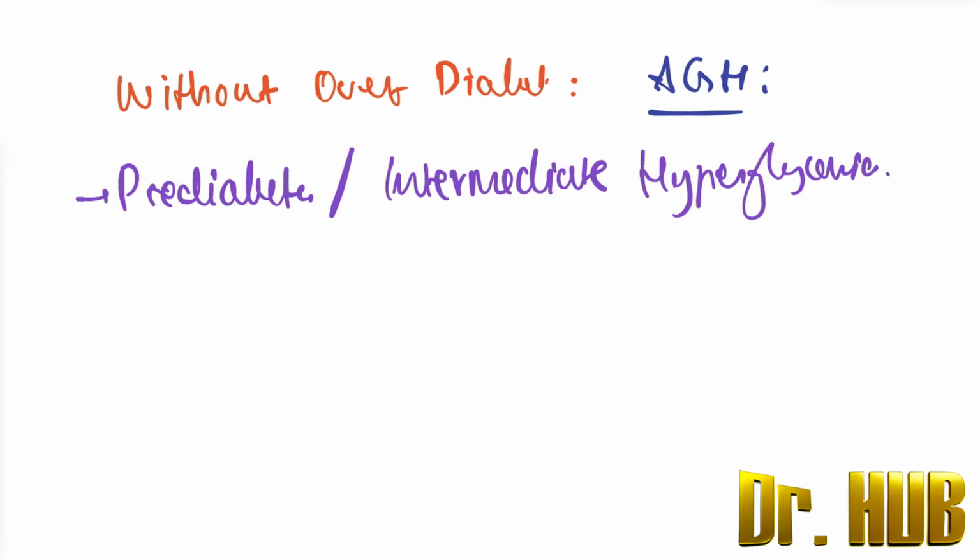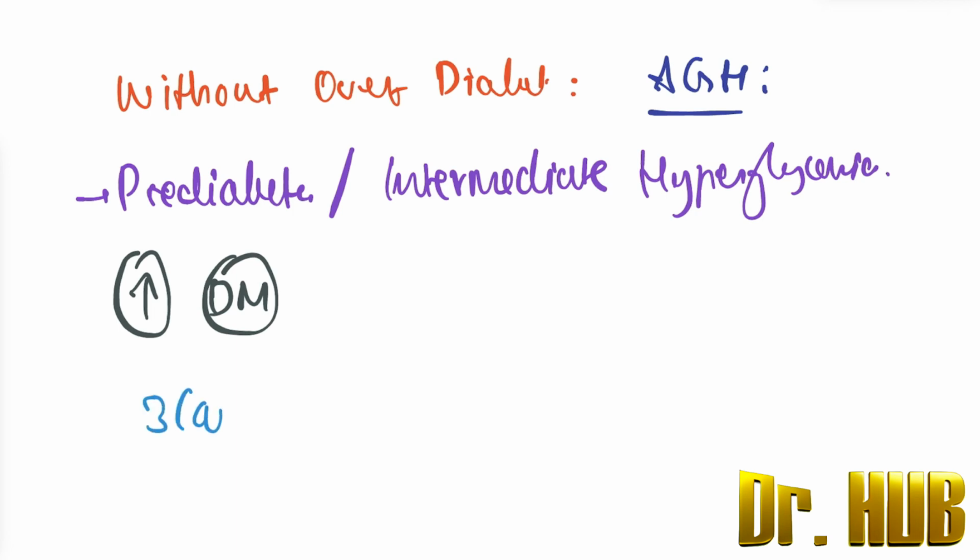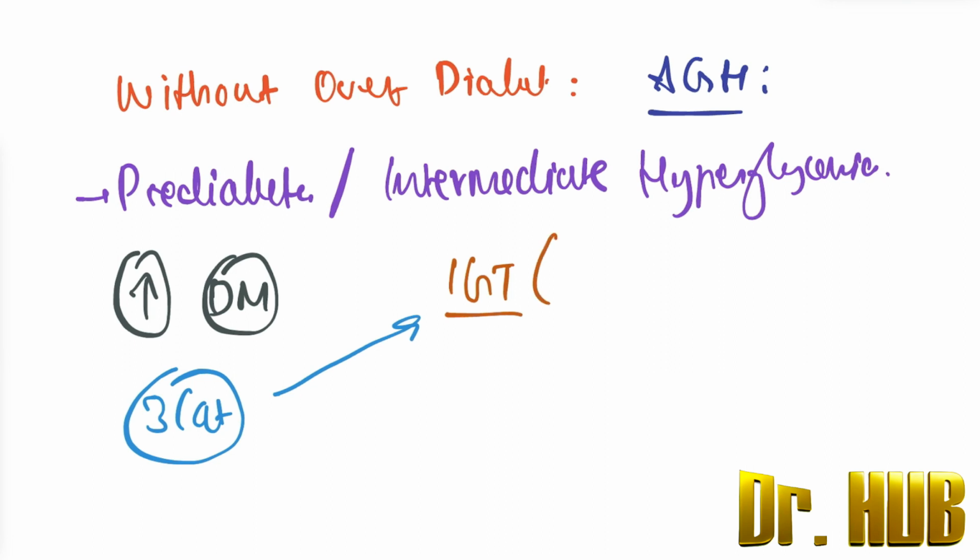So these people are at increased risk of developing DM, that is diabetes mellitus, and three categories of abnormal glucose homeostasis have been defined. The first one is IGT, which stands for impaired glucose tolerance.